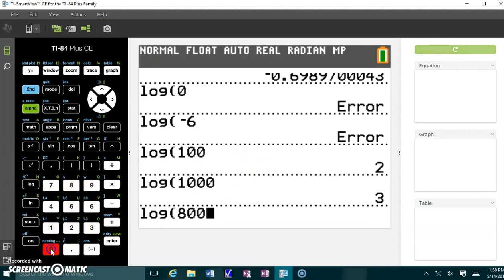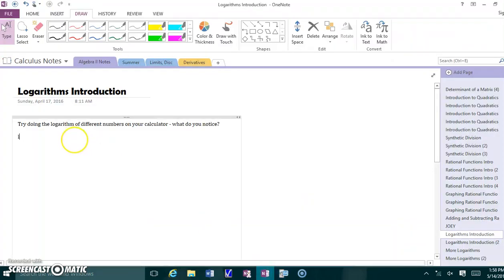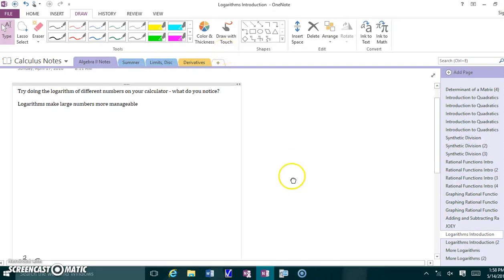What about log of a big number that's not a multiple of 10? It brings it down to a small number. So that's one reason why logarithms are useful. Logarithms make large numbers more manageable and easy to work with. So that's one reason why people use logarithms. If you're dealing with really, really big numbers that are very, very far apart, if you do the log of those numbers, they become much smaller.